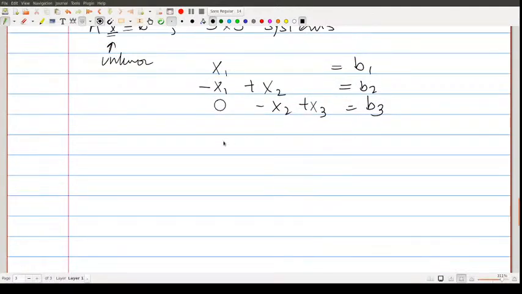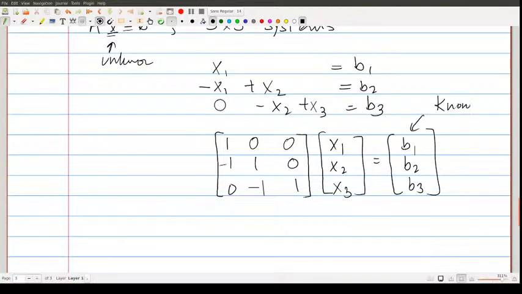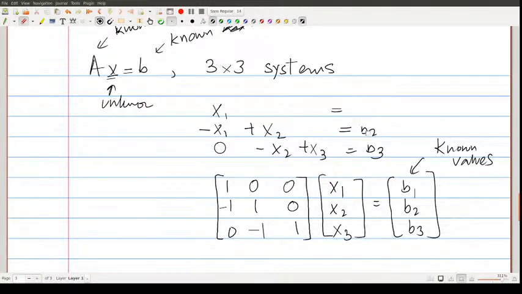This is a very simple system of equations that I have written down, but let's try to write it in matrix form. So the first column of this matrix will be the coefficients of x1, which is 1, minus 1, 0. The second column is 0, 1, minus 1, and the third column is 0, 0, 1, right? And I write it as x1, x2, x3 equals b1, b2, b3, right? I have not written down what these b1, b2, b3 are. Perhaps I can write them. Let's say these can be 1, 2, 3, but the idea is that these are known values. These are the only unknowns. So let's write 1, 2, 3, so that we know what the problem is.